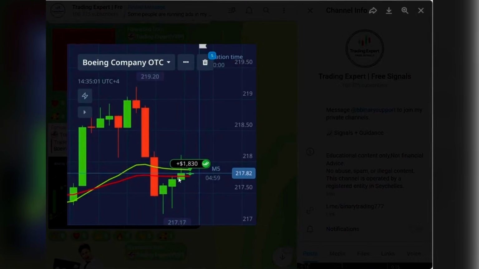The logic behind this trade was that two bearish candles were formed, followed by two green candles that showed weakness for a downside move. That's why we provided a sell signal. Initially, the price did not move in our favor, but after reacting from the moving average, the price moved downward. We took the entry near the moving average and successfully won this trade as well.